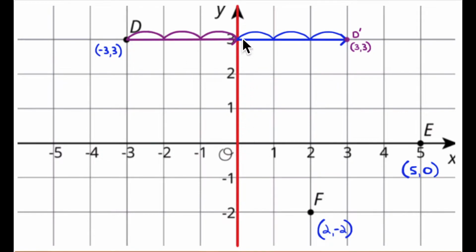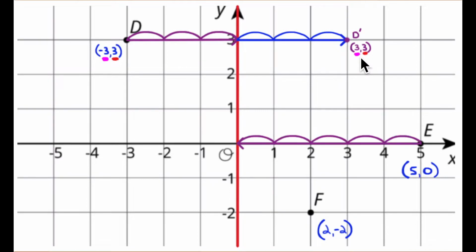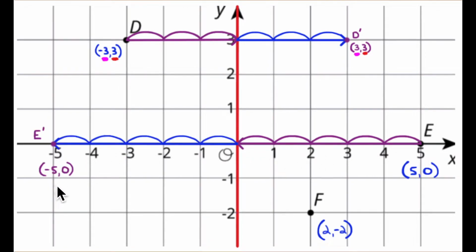But what if instead of turning left to go to the -3, you turn right and go to +3? That is the reflection over the y-axis. So the y-coordinate remains the same as 3, but the x-coordinate switches signs. It goes from a -3 to a +3. And it is the same for E. For E, you don't travel anywhere on the y-axis because the y-coordinate is 0. But instead of going to the right 5 units, you're going to go to the left 5 units. So you're going to end up at -5.